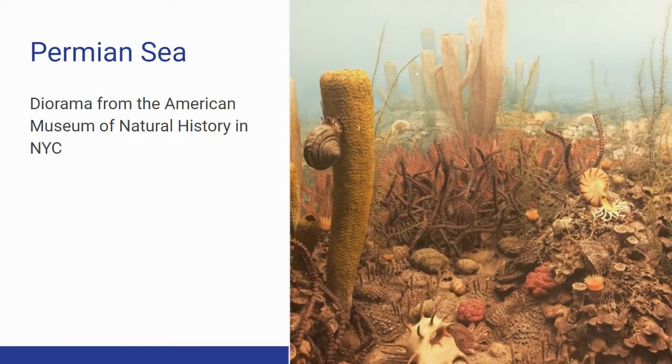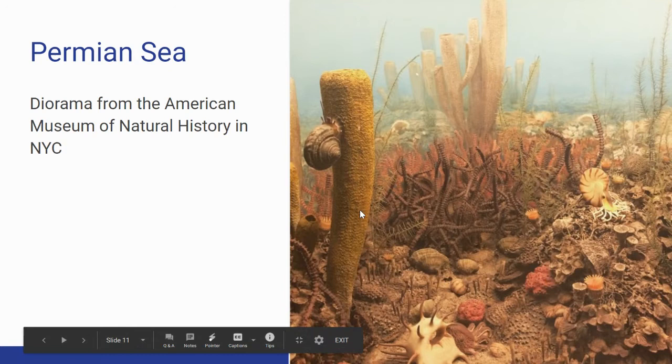This is a diorama of the Permian Sea. I pulled this from the American Museum of Natural History in New York City. That's a great place to visit. Also, by the way, you can see here, this is a nautilus, relative of the squid and the octopus. We have some sponges, we have horn corals, bryozoans, and brachiopods. These are the brachiopods right here. They look like seashells.